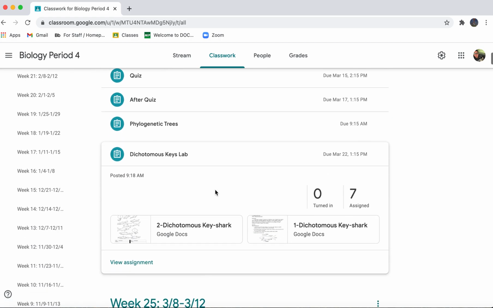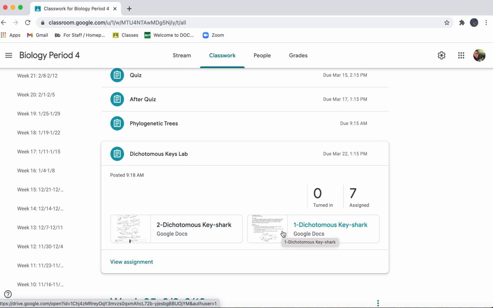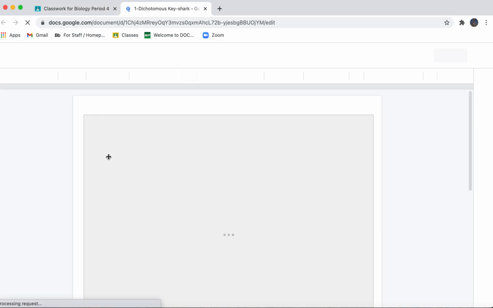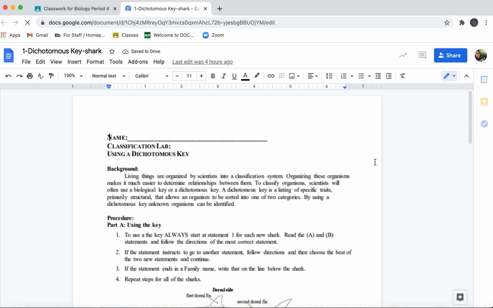The shark dichotomous key lab. You'll notice there's 2 assignments. They're both the same assignment. I just broke them into 2 different pieces because it's going to be easier for you to complete it if you have them open in 2 different tabs. So the first one we're going to open is our task sheet with the instructions.